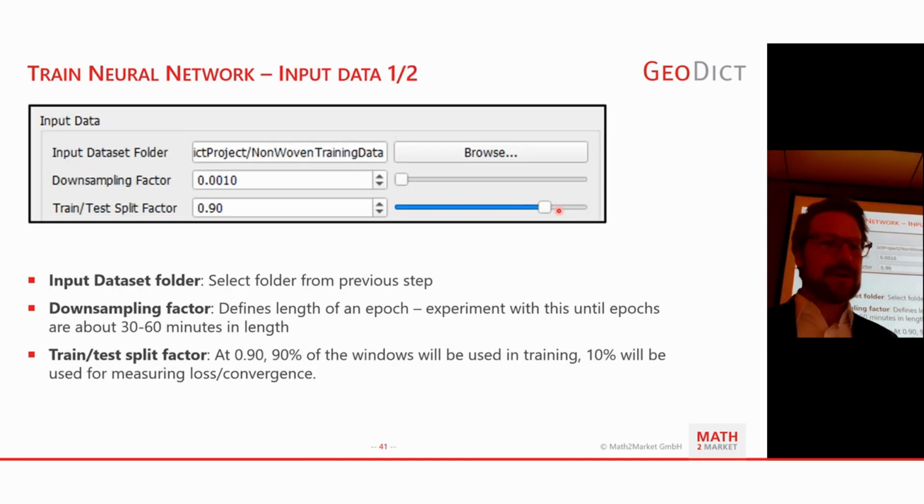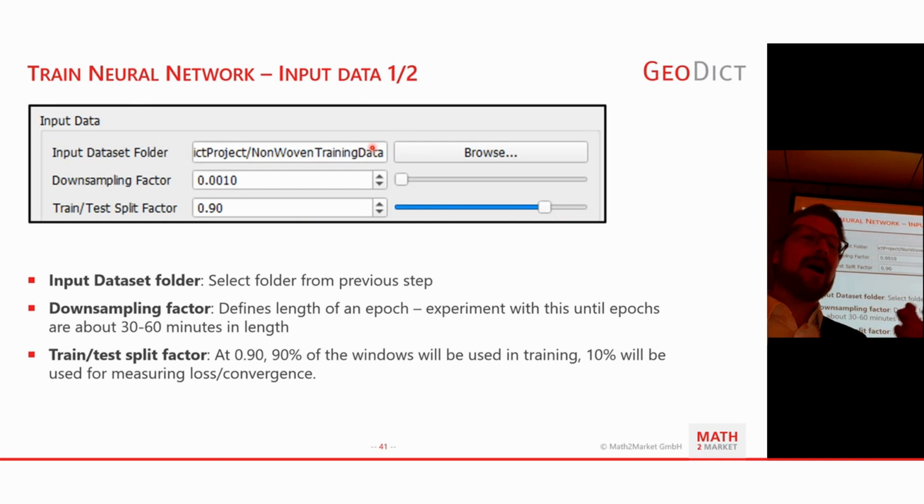So next we have the input data setup. Here you select the input data set folder, which is just the folder which you have selected as your output folder in the create training data step. So basically the folder which contains the train and test folders, and in there are the structures. This top folder basically you select here. And then there is the train test split factor.